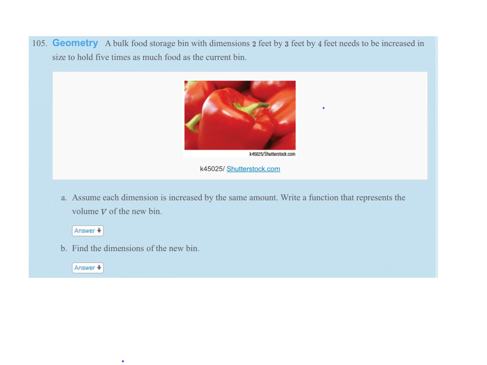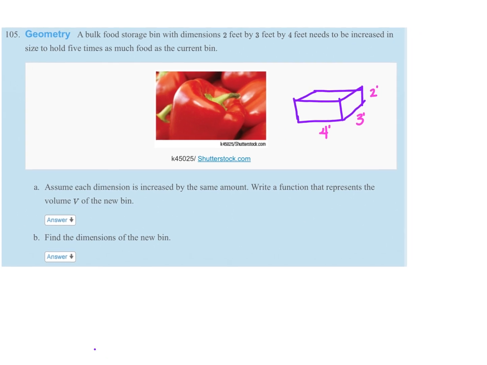So we know the current box is 2 feet by 3 feet by 4 feet. So we make a little drawing. We can say it's 2 feet by 3 feet by 4 feet. And so we can find out the current volume of that box just by multiplying length times width times height. So that will be 2 times 3 times 4. So that volume is 24 feet cubed.